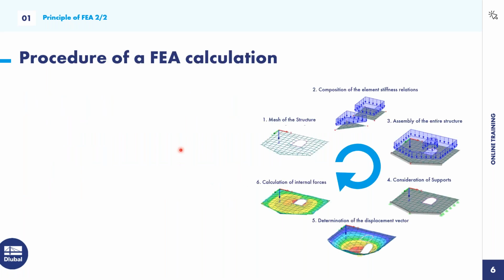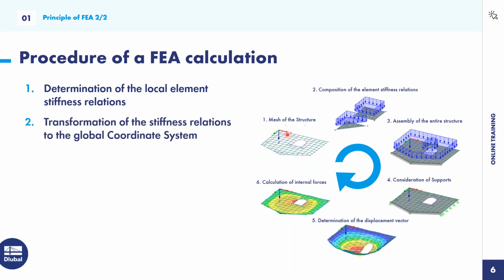Good. So what is the general procedure of a FEA calculation? On the right side, you can see this image with the basic steps. First of all, what we do is the discretization. So we determine the local stiffness relations, the local element stiffness matrices at each node. So we mesh the structure, so we do the discretization. Then we transform it to the global coordinate system and assemble the whole entire structure.